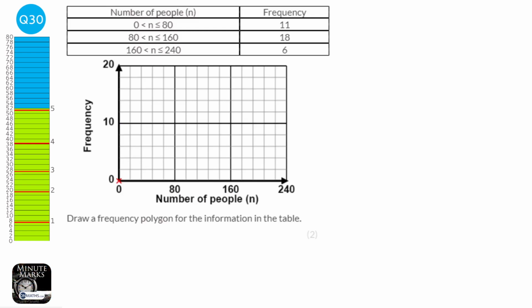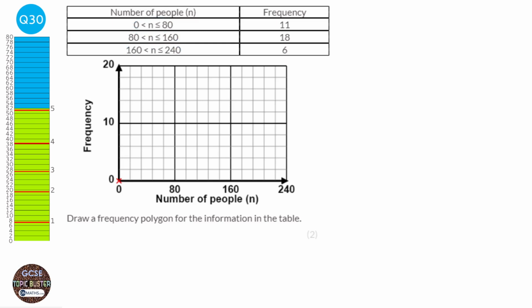In fact, it's a type of line graph. But it is when you have the data in a group. So we've got the data here as a group of 0 to 80. So there are 11 at 0 to 80. And then 18 at 80 to 160, and 6 at 160 to 240.